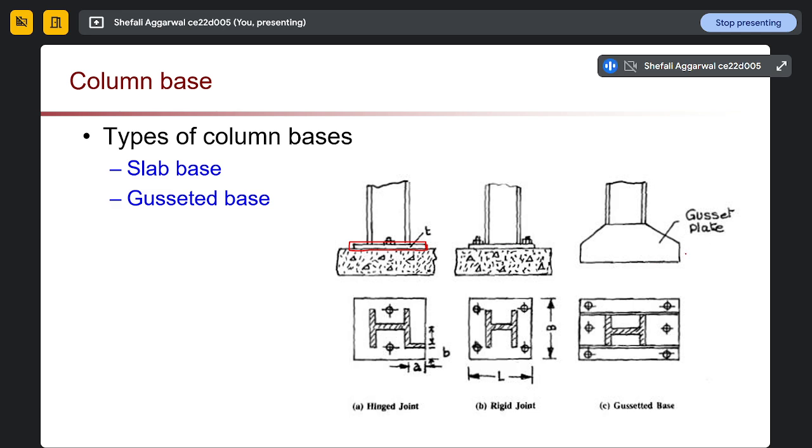Next thing is gusset plate. With the plate, we are providing some gusset on the sides of our column. This is the usual shape of our gusset plate, and from the top view, it looks like two plates like this. If this is our column, there will be two gusset plates we are providing, and below those gusset plates we are providing a base plate.